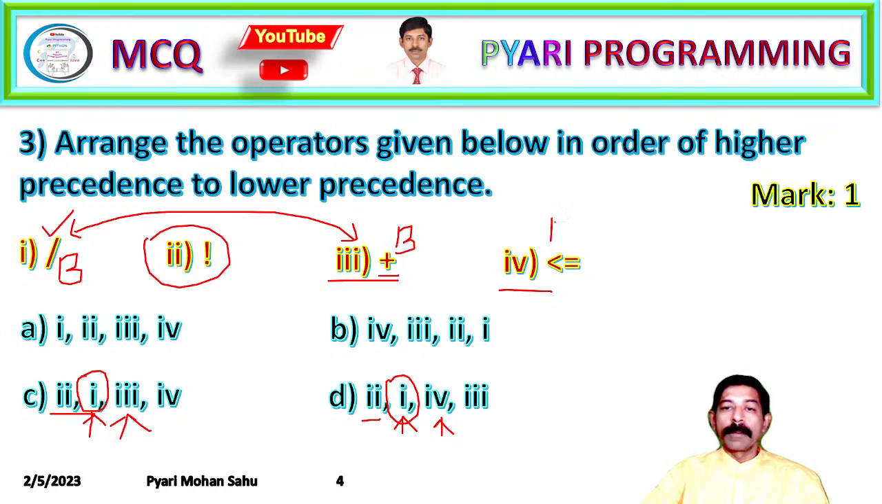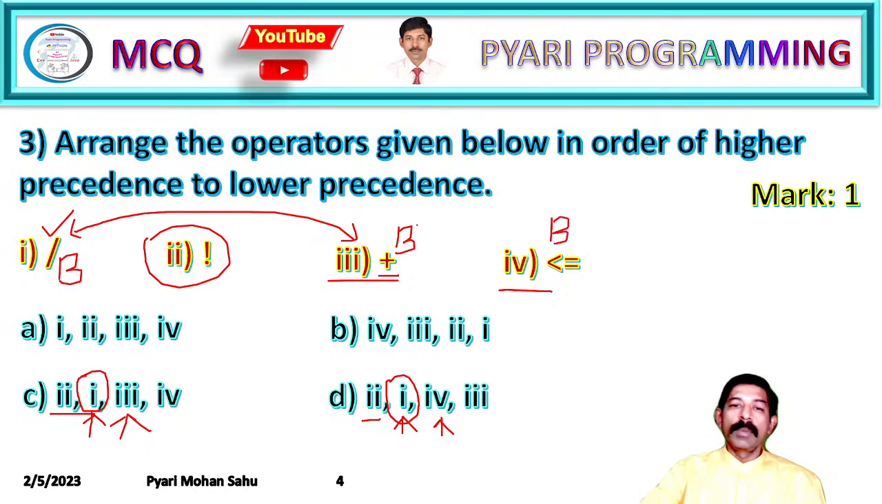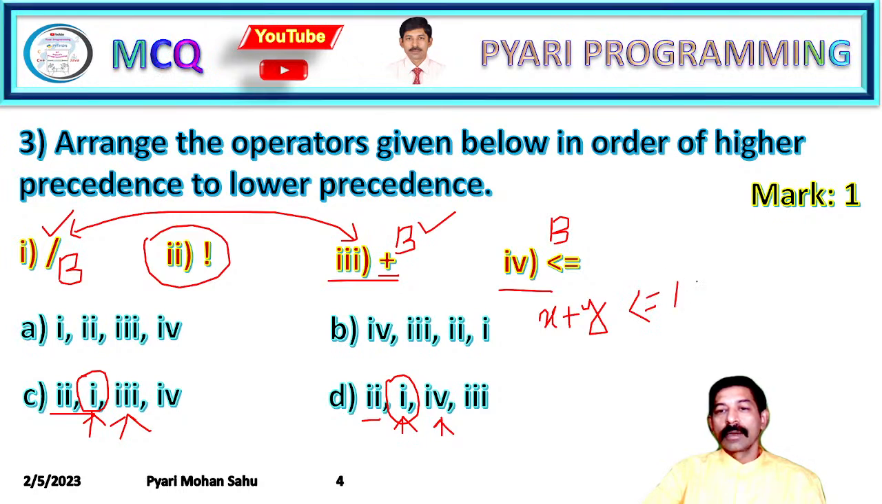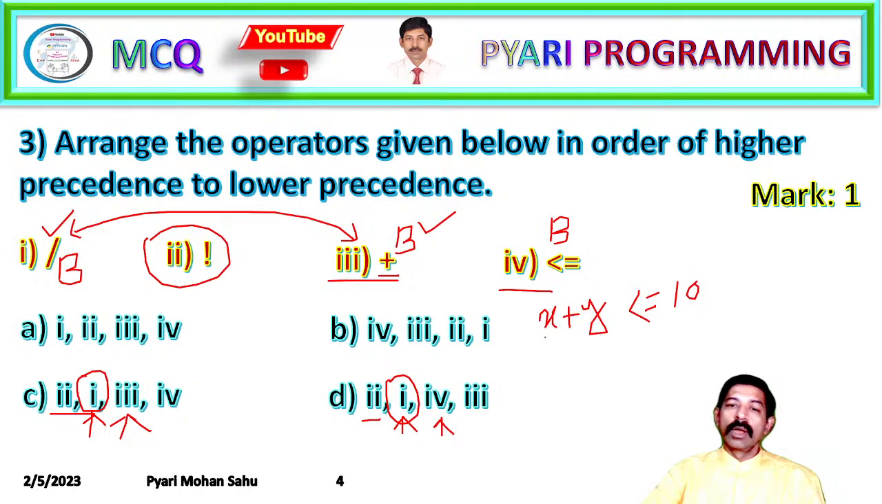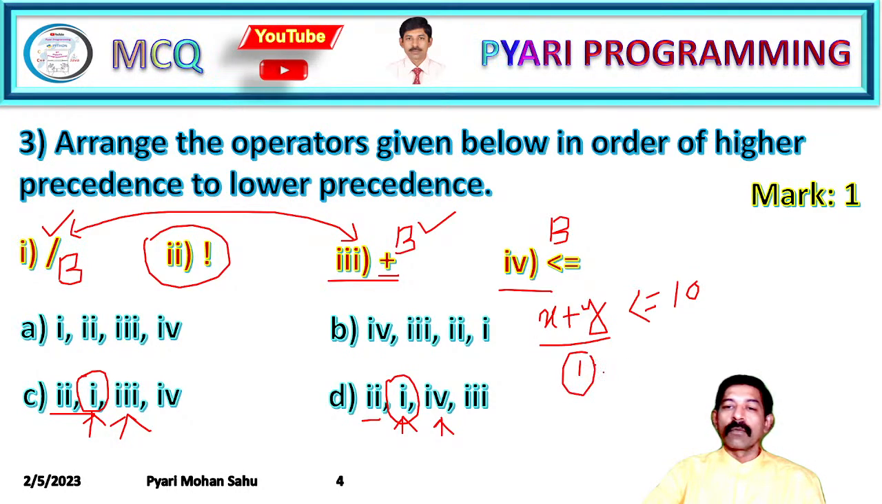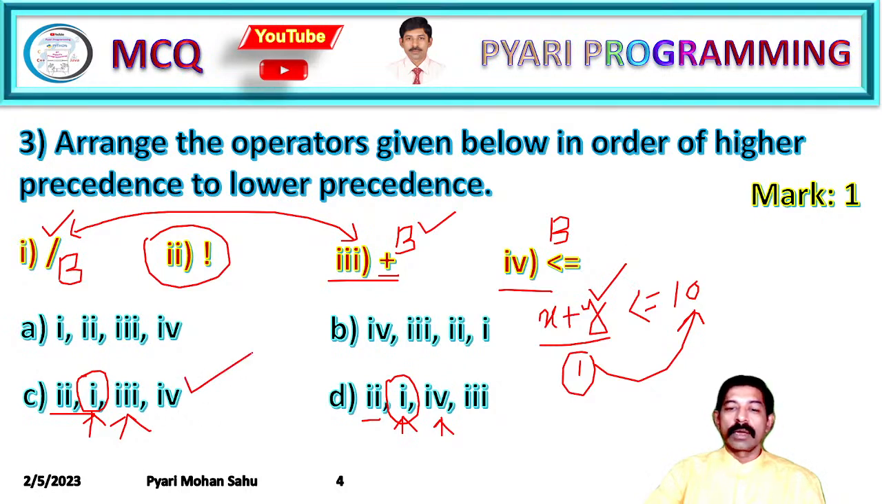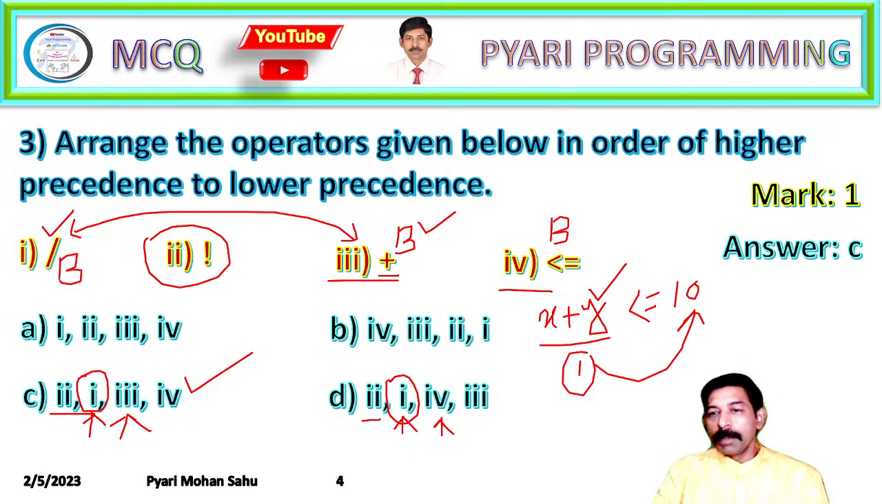Now both are binary, but this will be evaluated first, then this one, because when I am saying x plus y less than or equal to 10, if this is my condition, it is going to first evaluate x plus y. The result will be compared with 10. So because of that reason, it will be evaluated first. So that means which one is your correct answer? This one is your correct answer. So option C. Let me see how many of you have given the option C as the correct answer.